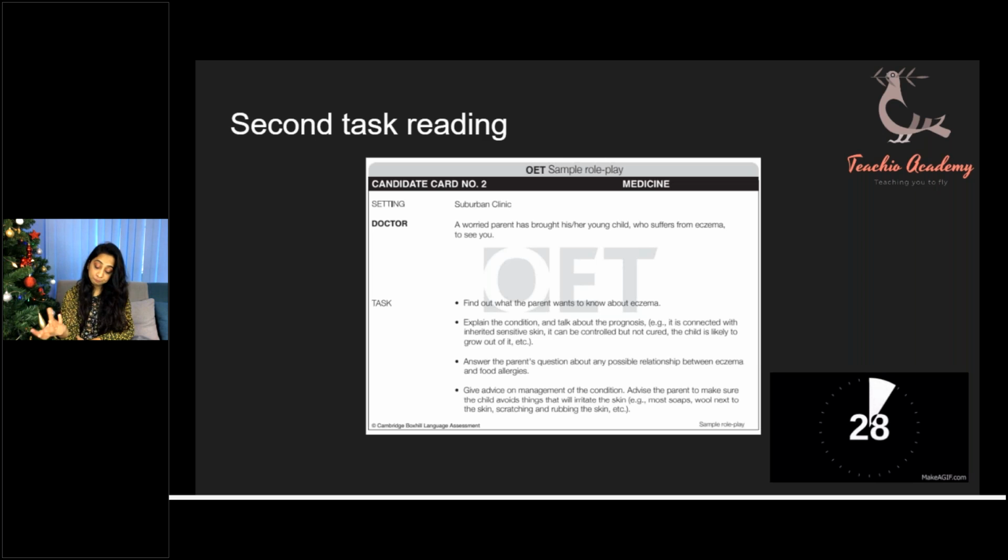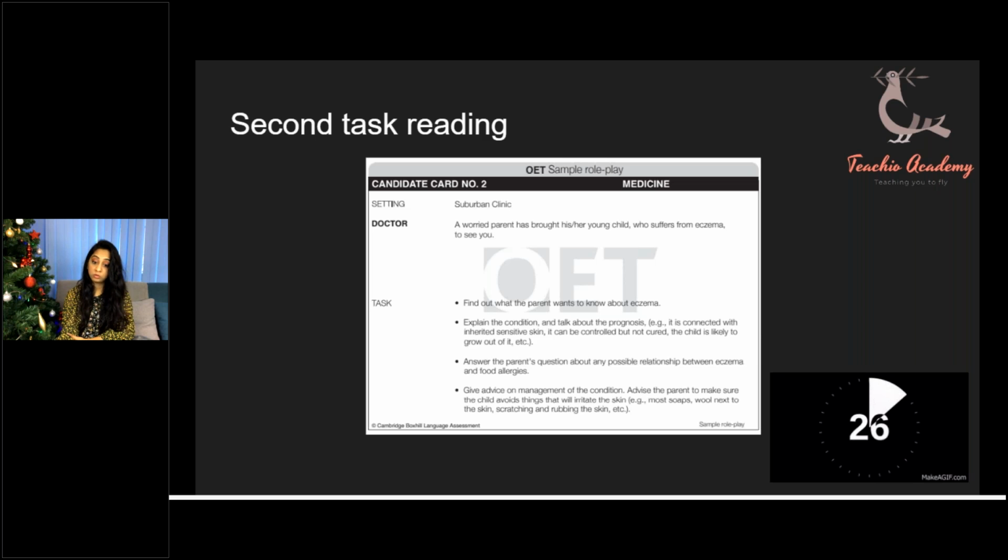I'll start planning alternative words to irritate. So one might be which might provoke the eczema, or which might exacerbate the eczema. So things like that might also increase my score. I might say, make sure that the child, instead of avoids, I might use another alternative term. So the child stays away from things or doesn't use things that might provoke the skin further, like most soaps.